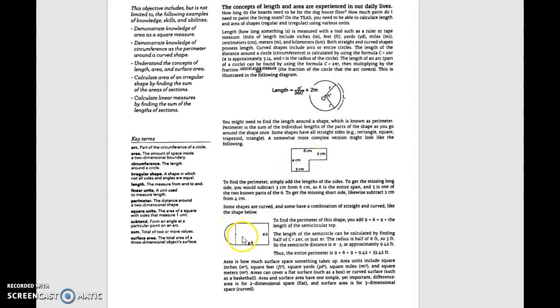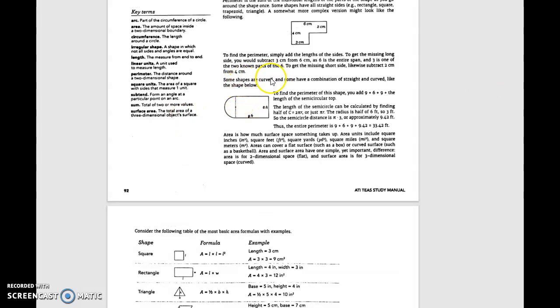What if I get down to here and do one of these? As you can see, this particular shape has both a curved part and straight line parts. So if we broke this up, we might say we've got a rectangle here, and then this is part of a circle. It's half of a circle. We call this the semicircle. So to find the length of the semicircle, it can be calculated by finding half of the circumference, or just pi r.